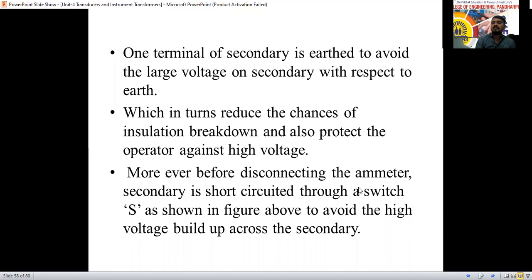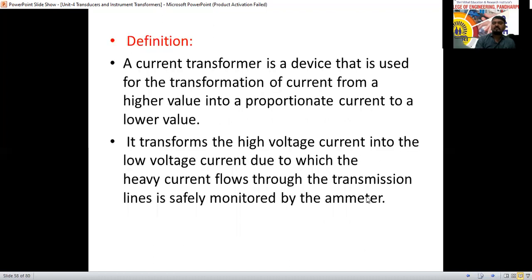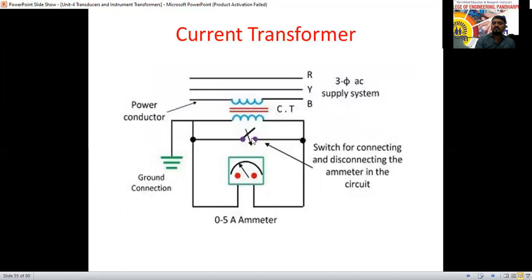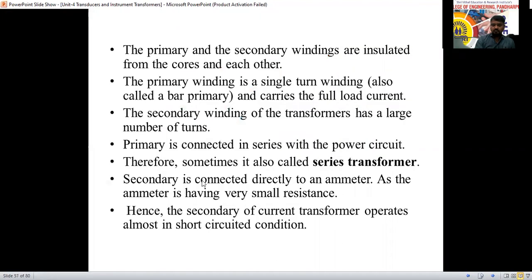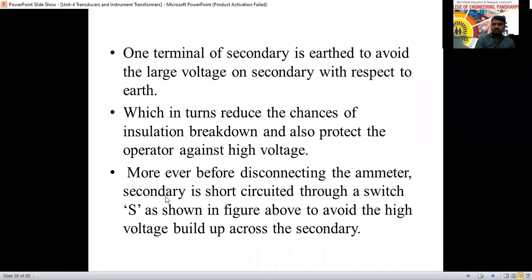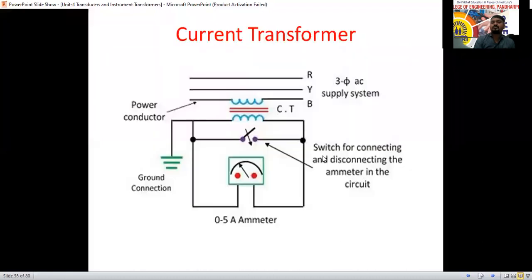Moreover, before disconnecting the meter, the secondary is short circuited through a switch. If we want to disconnect the meter, then we have to short circuit the secondary here. By short circuiting, all the current is bypassed here, and no current will flow through the meter. Before disconnecting the meter, the secondary is short circuited through a switch as shown in the figure to avoid high voltage buildup across the secondary. So this is the working of the current transformer, how it operates.